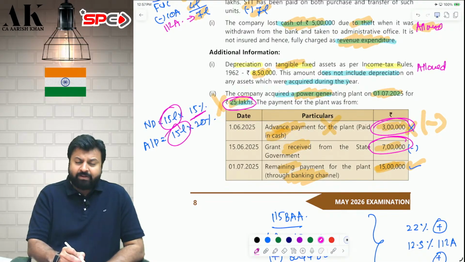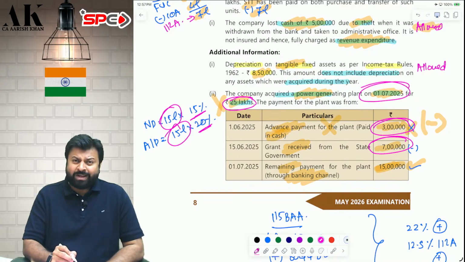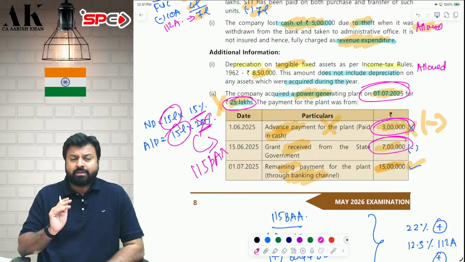On 15 lakhs, claim 15% normal depreciation, and 20% additional depreciation because the asset is put to use for more than 180 days. But in 115BAA, you will not get the deduction of additional depreciation. That time you add back.